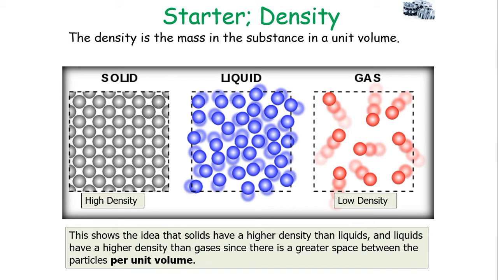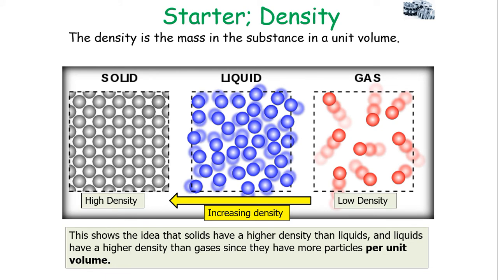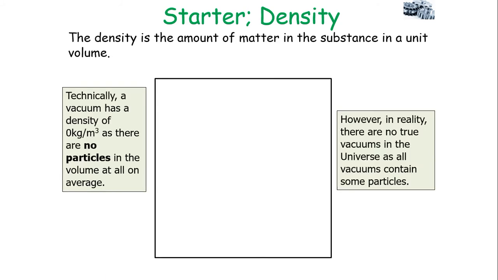You can also talk about it in terms of space between the particles. In a unit volume, gases have a greater space between the particles compared to solids, or you can mention in terms of how spread out the particles are. Solids are more condensed per unit volume, while gases are more spread out per unit volume. So just remember, solids have the highest density, liquids in the middle, and gases have the least density.